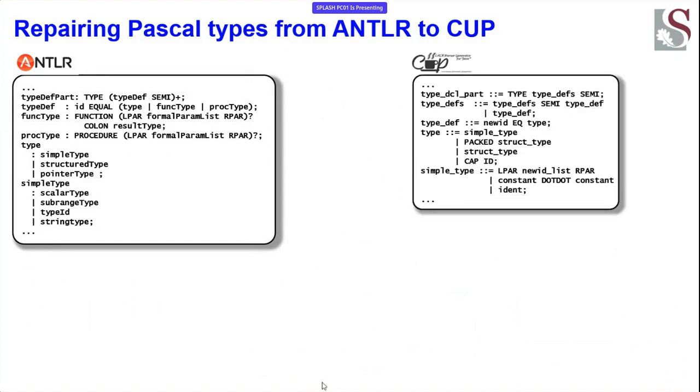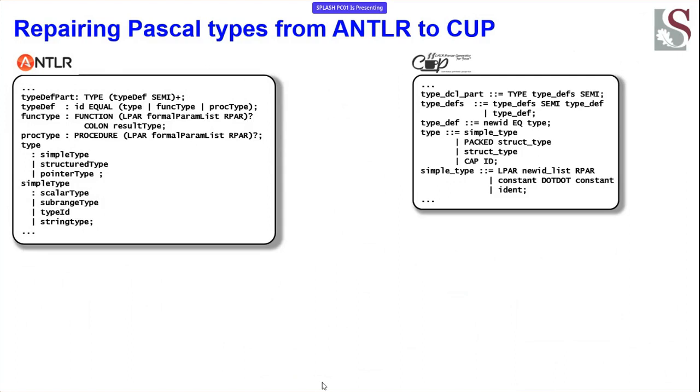If you look at the type subgrammar, you can see that the ANTLR rules are more comprehensive than the CUP rules. Right? So ANTLR's version allows function and procedure types. The CUP rules don't allow that. And so how do we fix this? We're going to take the ANTLR grammar as specification and generate test cases from that.